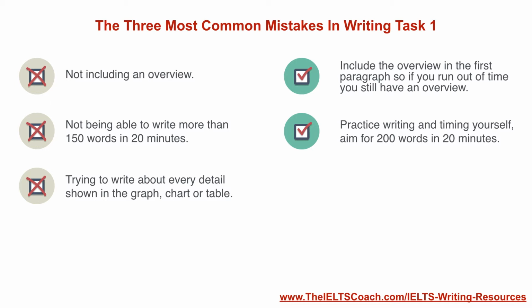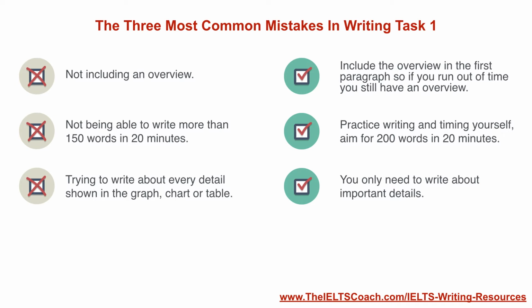The important details are usually things like the highest amounts, the lowest amounts, the biggest differences between two things, the biggest increase or decrease over time. Don't write about everything. If there are 10 different years, you don't have to write about all of them. Write about the first year, the change over the 10 years, and then the final figure.